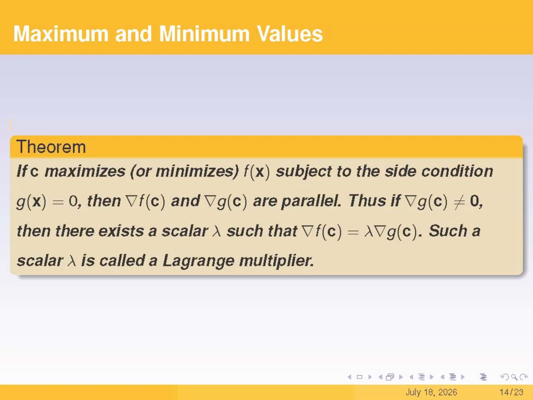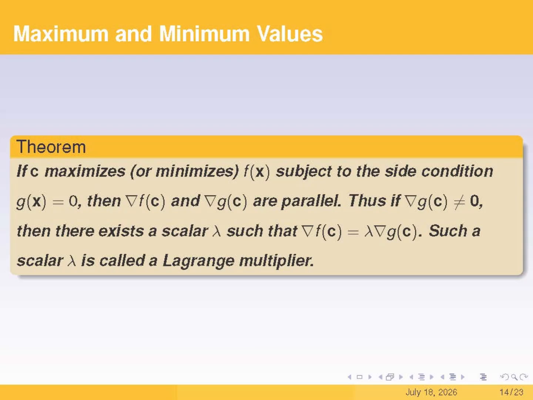This theorem outlines how we calculate extrema when we have a constraint. Let's say point C is an extreme point of the function f subject to the constraint that function g equals 0. What this means geometrically is that the gradients of f and g at point C must be parallel vectors.